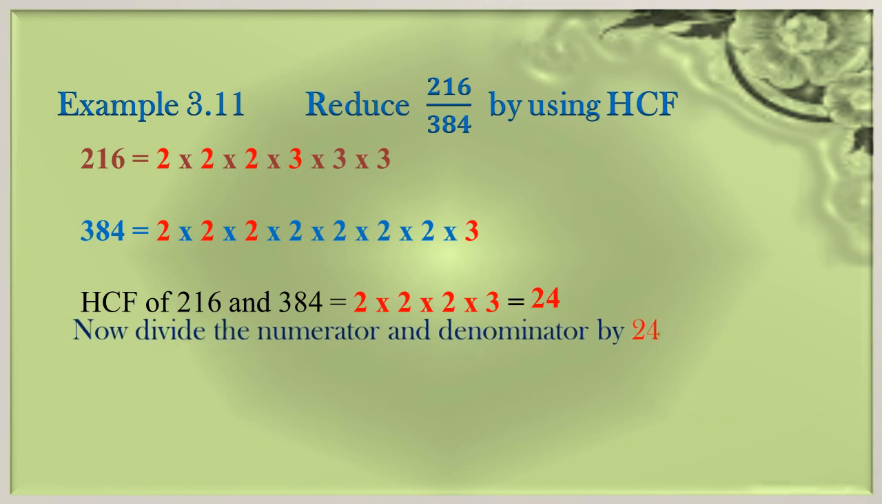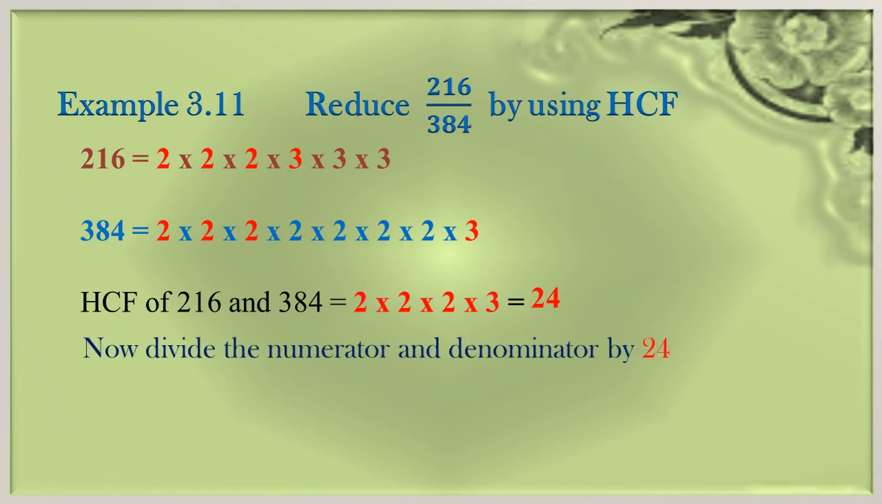Now divide the numerator and the denominator by 24. When you divide the numerator and denominator by 24, what is that answer? That is 9 by 16.